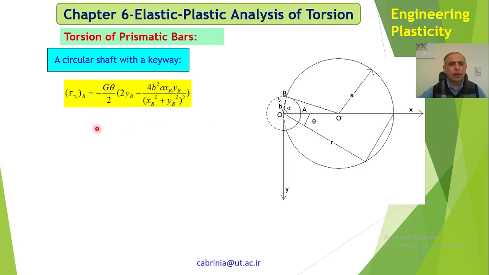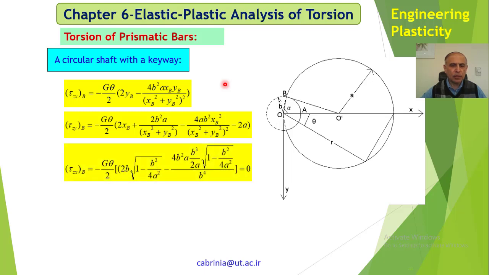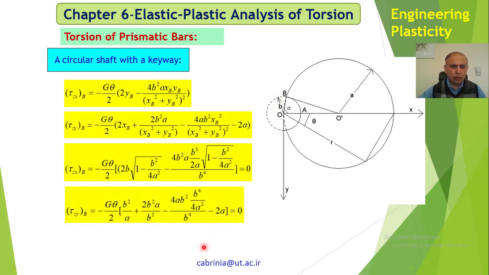And hence, tau Zx at B becomes equal to that, and tau Zy at B is equal to that. We have obtained Xb and Yb, so if we substitute for these, we get tau Zx at B becomes 0, and tau Zy at B also becomes 0. So you can see that the shear stress at B is 0. We have no shear stress at B.